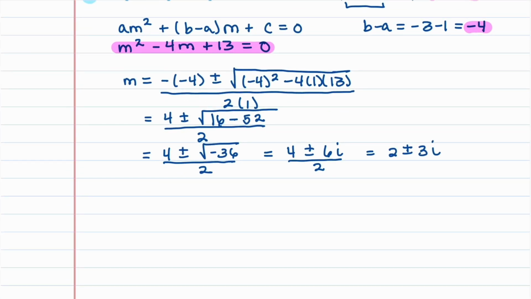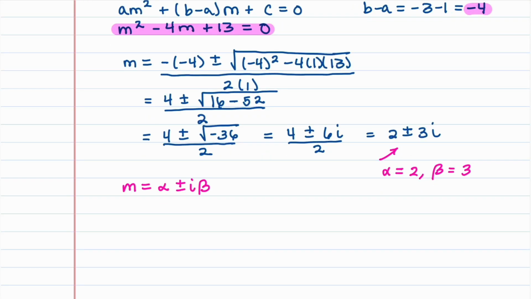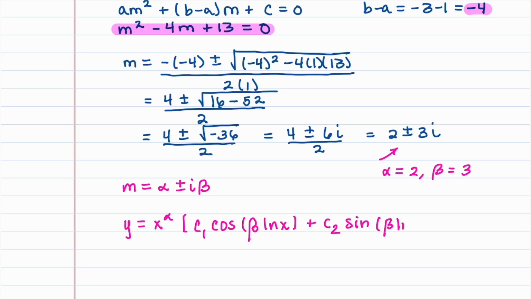When we have a complex root, m is equal to alpha plus or minus i times beta. So over here on the right, alpha is equal to 2 and beta is equal to 3. The general solution then looks like this. It's y is equal to x to the alpha times c1 cosine beta natural log x. Notice that there's a natural log x there instead of just an x. And then we add c2 times sine beta natural log x.